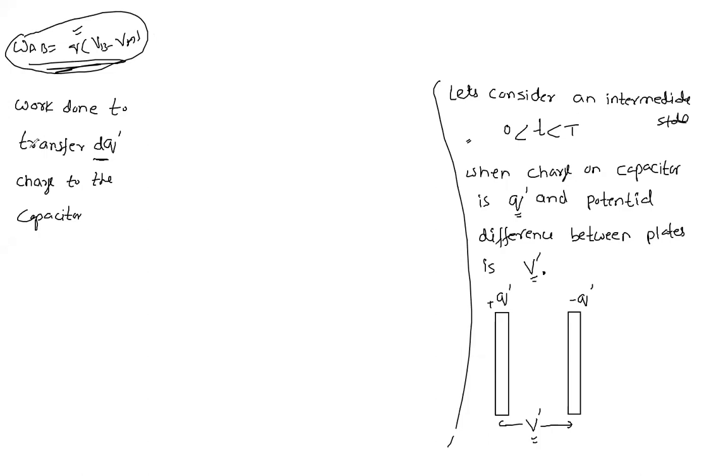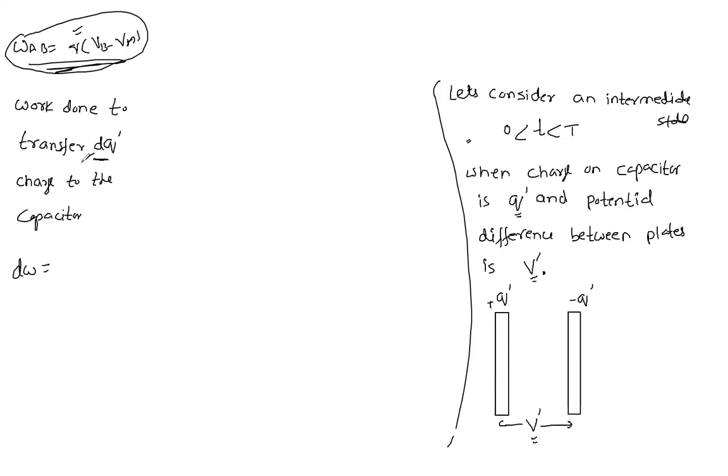Okay, so now can you calculate work done here, this dW prime? If you remember this expression, then you can easily calculate it. What should be the work done in carrying this dq prime charge from one plate to another? The potential difference between the plates is V prime. Work done is charge into potential difference. The charge is dq prime.